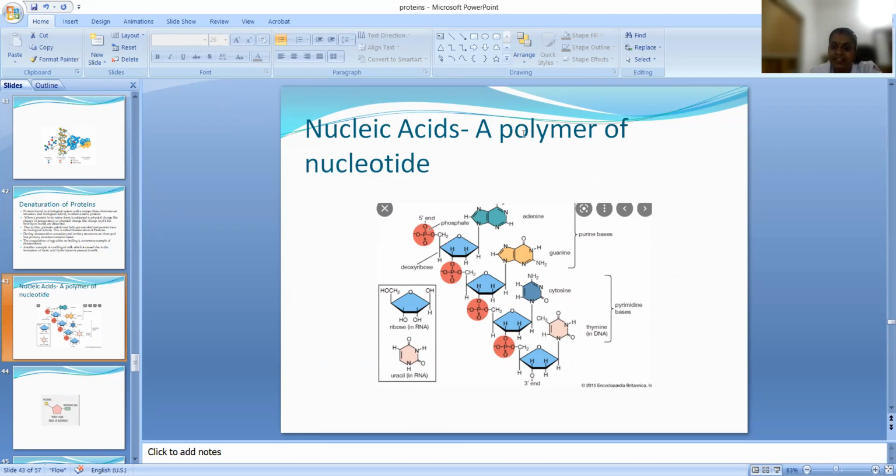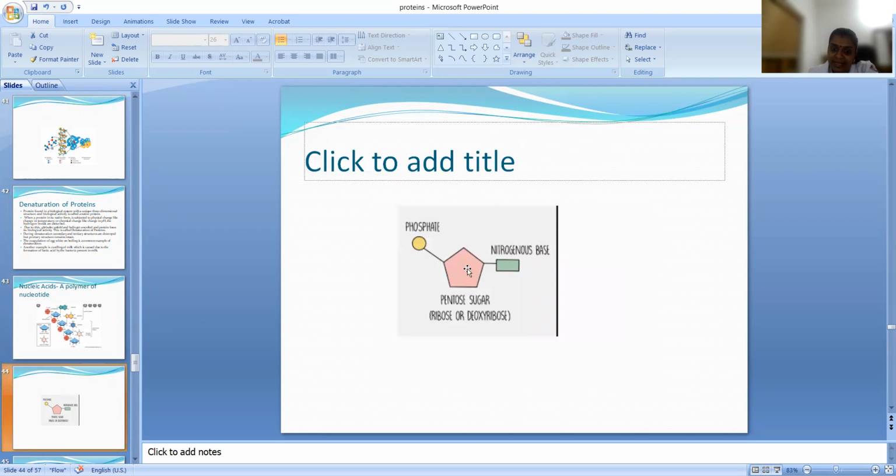Nucleic acid is actually a polymer of nucleotides. So you have to understand what a nucleotide is. In protein, we learned it was a polymer of alpha amino acids, and we learned about amino acids. Like that, nucleic acid is a polymer of nucleotides. So we have to understand what a nucleotide is first. A nucleotide has a pentose sugar residue attached to a nitrogenous base and a phosphate. That is called a nucleotide.